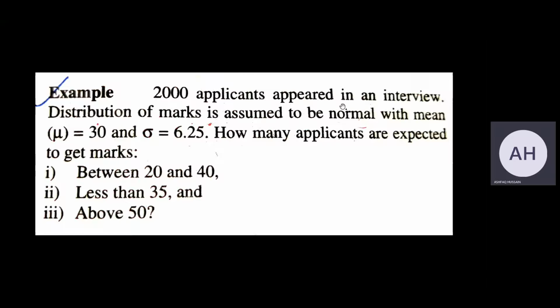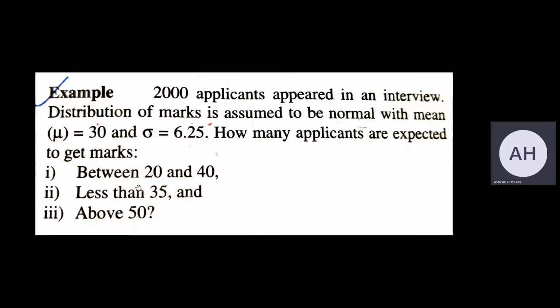There are 2000 applicants who appeared in an interview. The distribution of marks is assumed to be normal. As you observe here, it is mentioned as normal, which means normal distribution with mean 30 and standard deviation sigma 6.25. The question is, how many applicants are expected to get marks between 20 and 40?